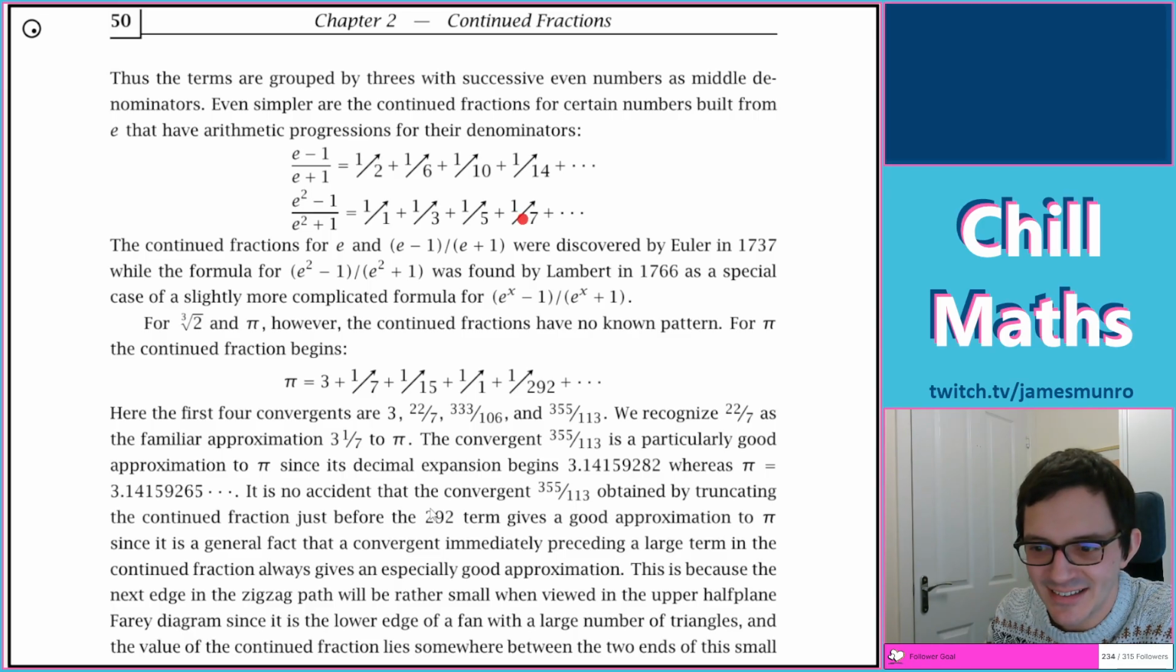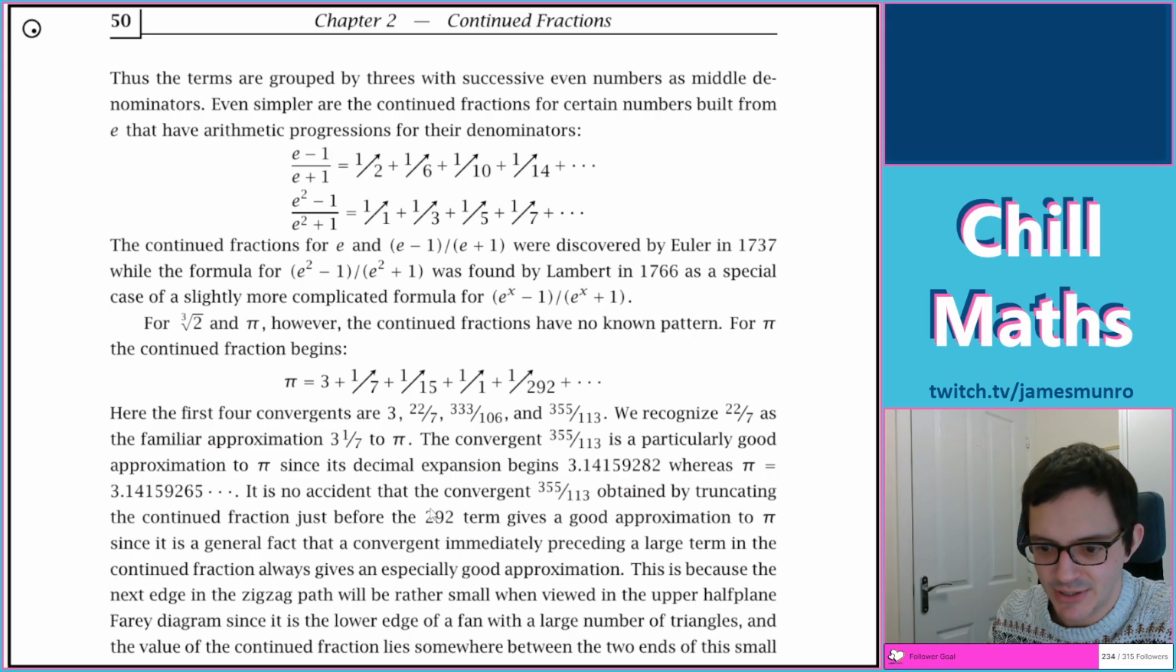Good old Euler. And Lambert. Oh no, Lambert, what have you done? No. What have you done, Lambert? Continued fraction for this? Okay, fine. Big in the 18th century. Continued fractions. Pi has got this brilliant one with 292.